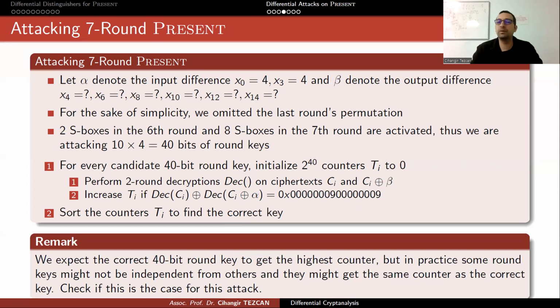Because in Wang's paper, they say that, of course, we reduce it into 7 rounds, but in Wang's scenario, they attack 16 rounds, and they say that they can capture these 40 bits. But when you perform this experiment, you will realize that actually you cannot capture all of the 40 bits because some keys will get the same counters as the correct one. So you wouldn't be able to distinguish which one is the correct one.